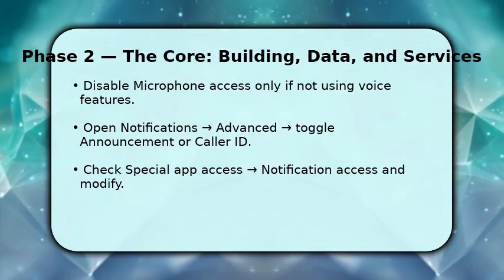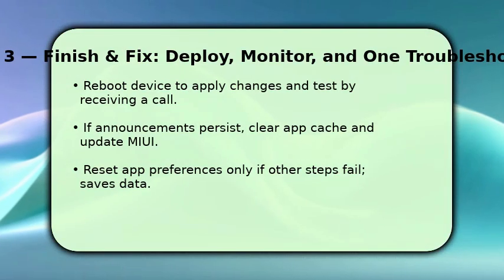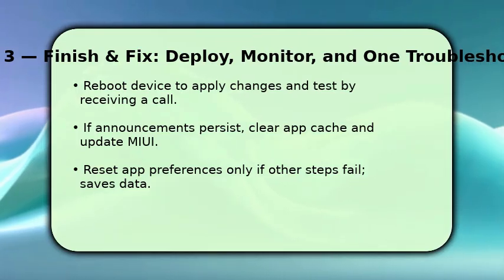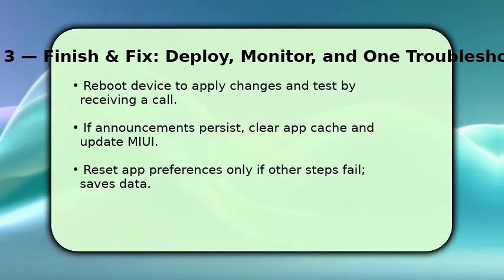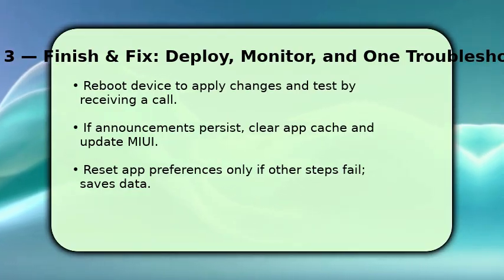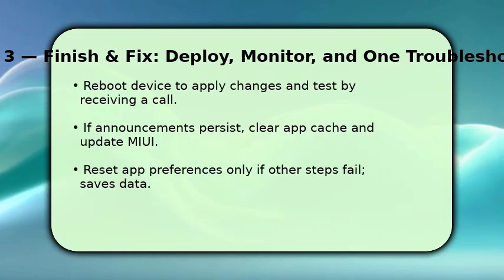You finish by rebooting the phone to ensure changes take effect, then test with an incoming call or voice recording session to confirm silence. If the announcement continues, clear the offending app's cache and storage, then check for MIUI updates. System bugs sometimes re-enable features.